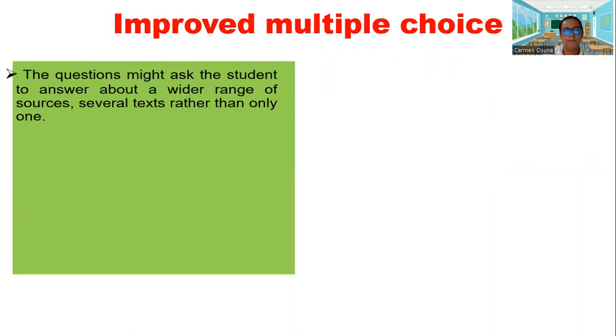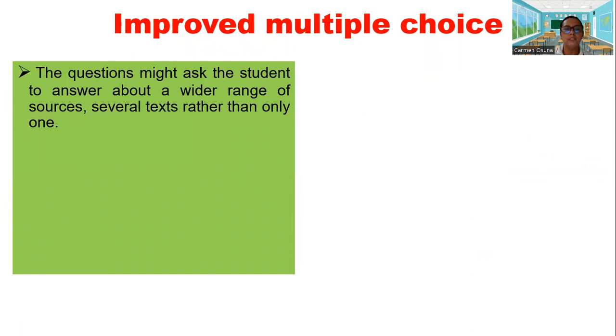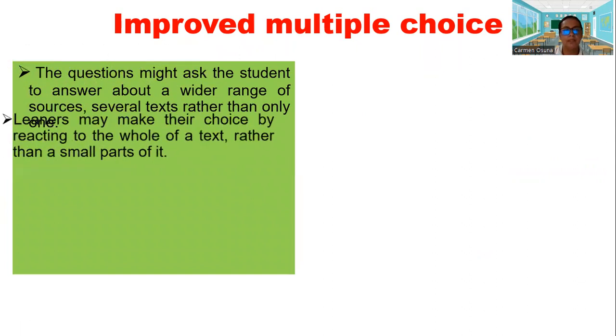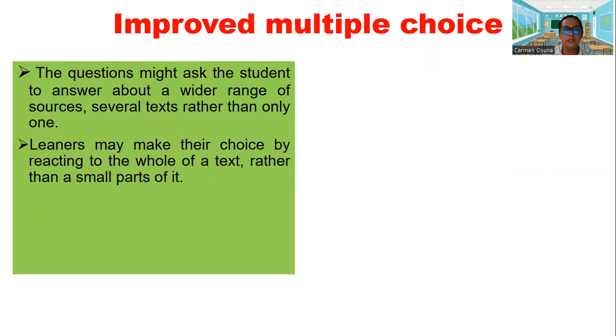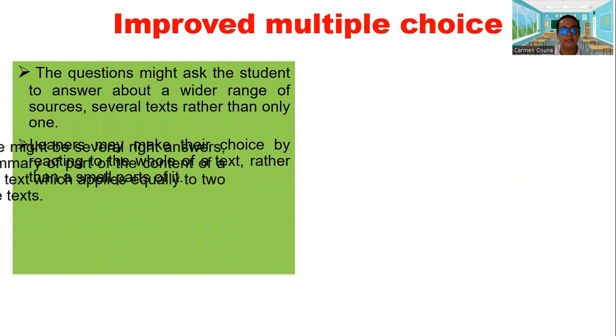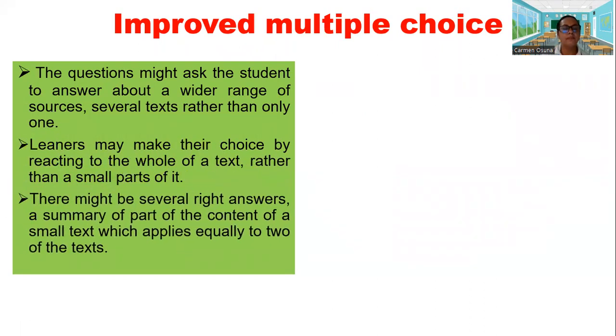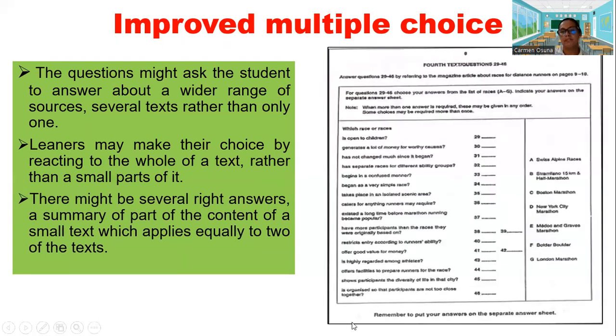Improve multiple choice. The question might ask the student to answer about a wider range of sources, several texts rather than only one. Learners might make their choice by reacting to the whole of a text rather than the small parts of it. There might be several right answers. A summary of part of the content of a small text might apply equally to 2 of the texts. And here is an example.